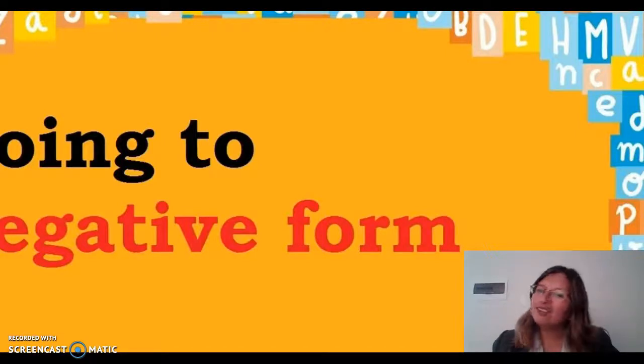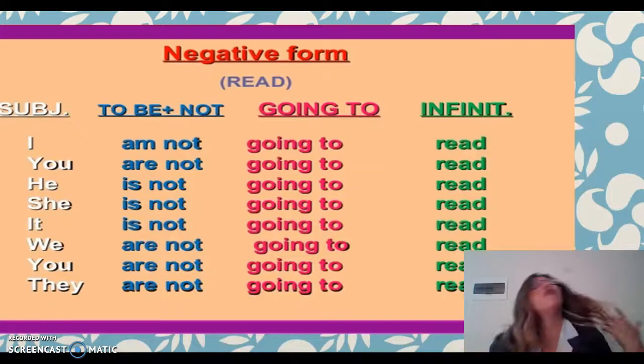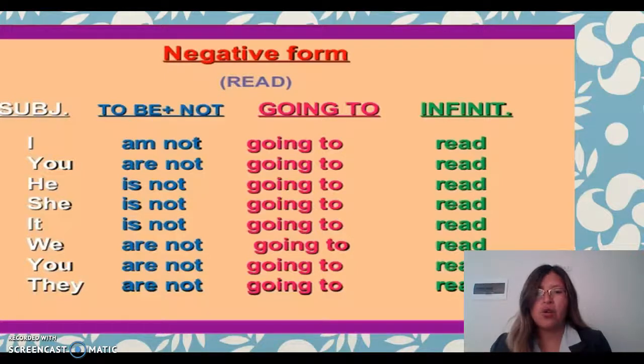So now let's make sentences using the negative word. To write sentences in negative form, we have to use the word not. Subject plus verb to be plus not plus going to plus the infinitive. Example, I am not going to read. You are not going to read. He is not going to read. She is not going to read. It is not going to read. We are not going to read. They are not going to read.